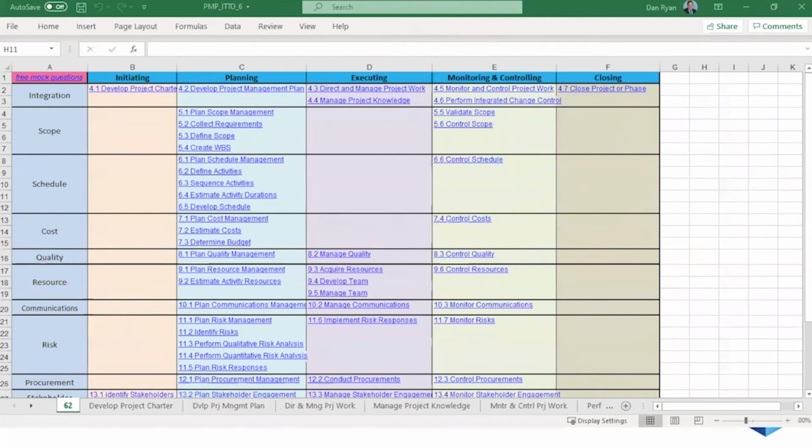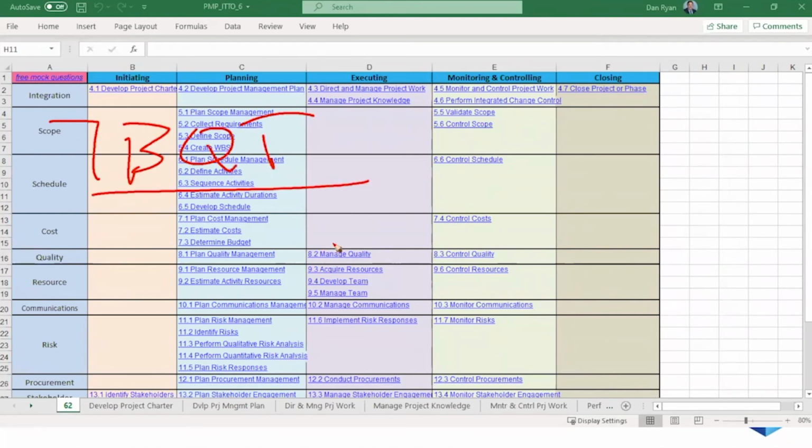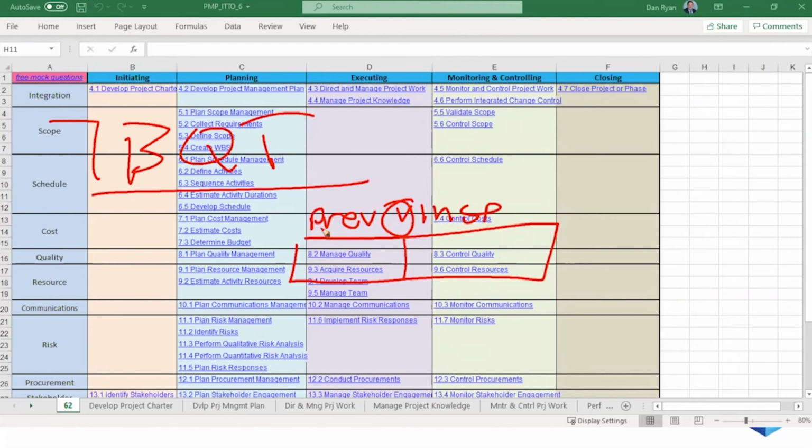So what do you need to know for quality from a high level? You need to know the 7 basic quality tools down pat. You need to know the difference between, all right, prevention versus inspection, the differences between quality assurance and quality inspection.